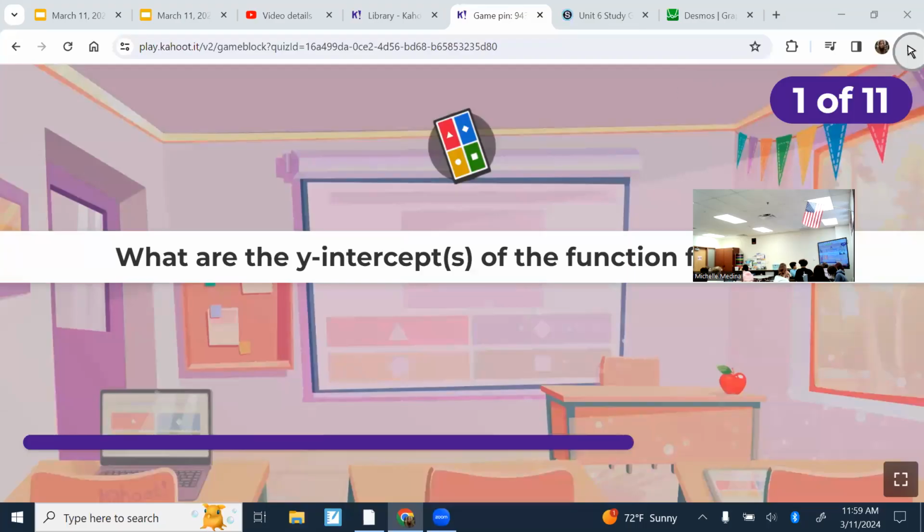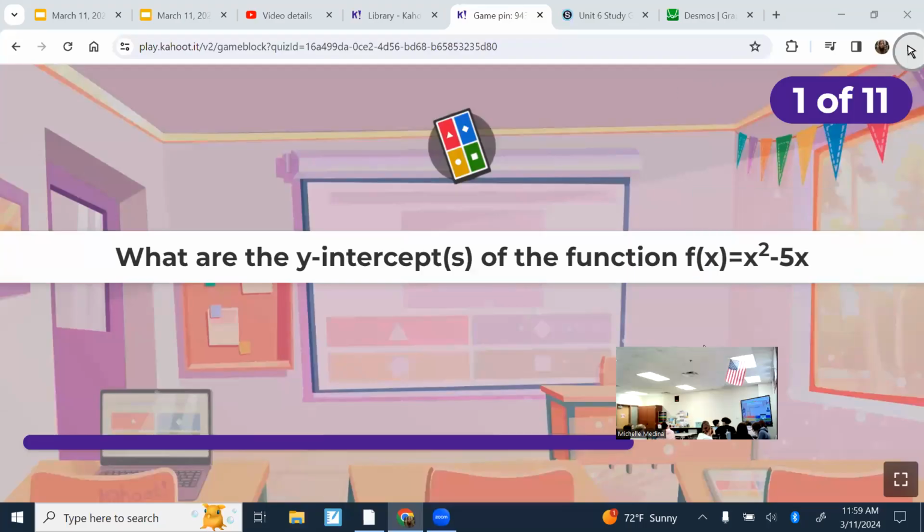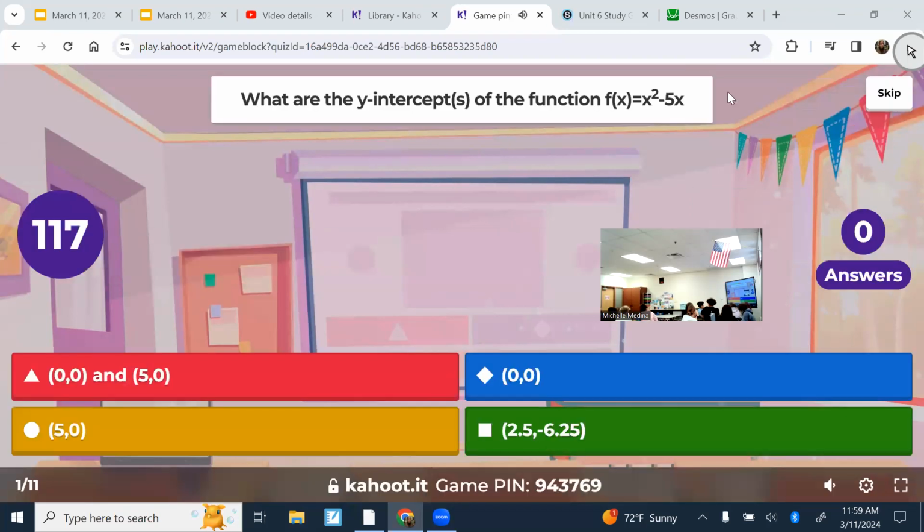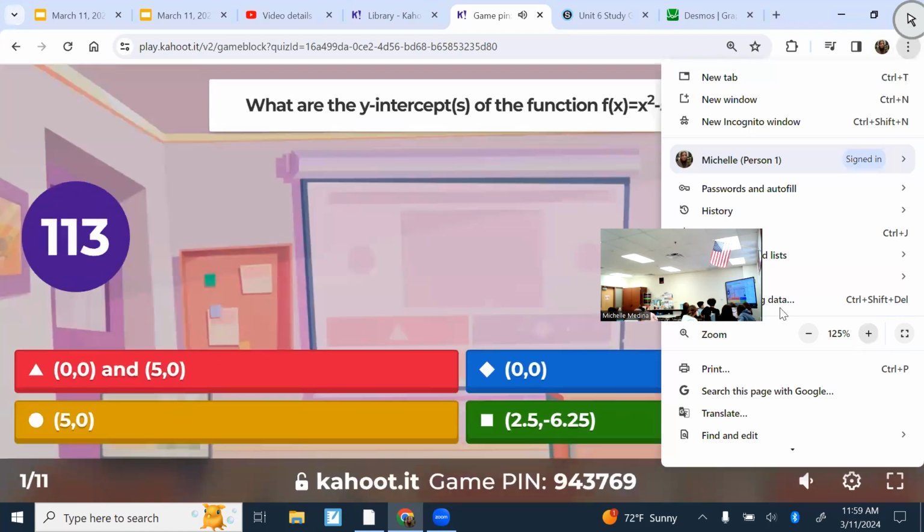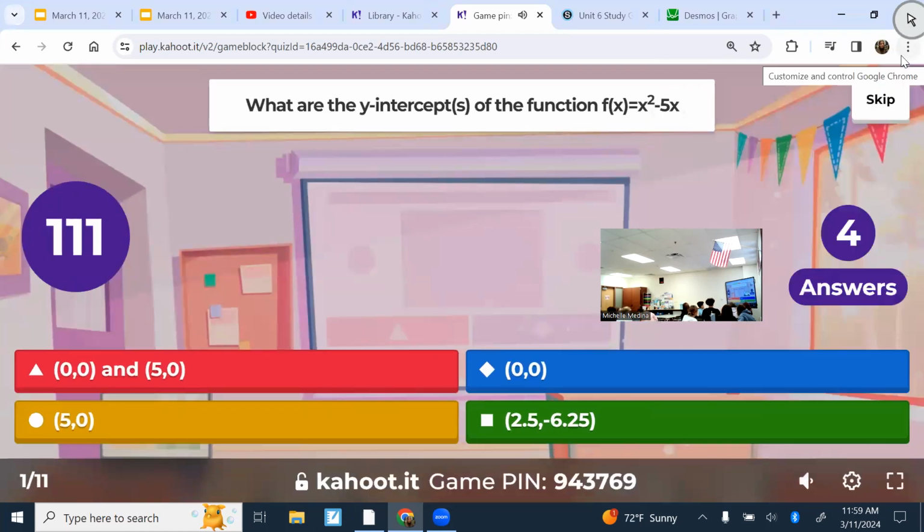What are the y-intercepts of this function, x squared minus 5x?